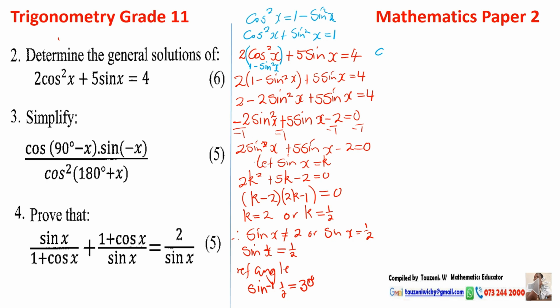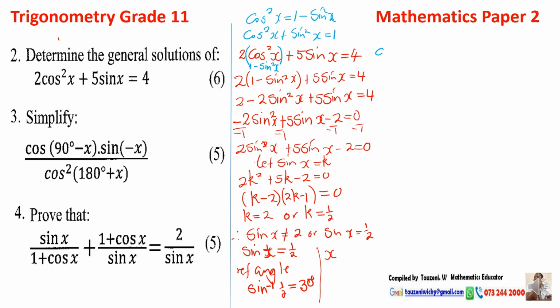Then after that, to determine your solutions, you look at the value that we have. Sine x is equal to 1 over 2. 1 over 2 is a positive number. So what it means is that you must get your solutions from the quadrants in which sine is positive. Determine the solutions from the quadrants in which sine is positive. So we know that sine is positive in quadrant 1.